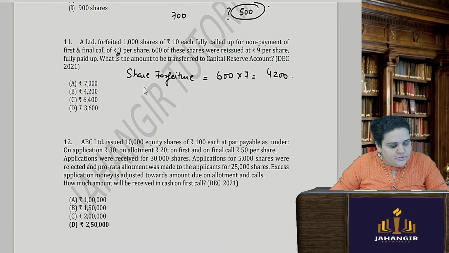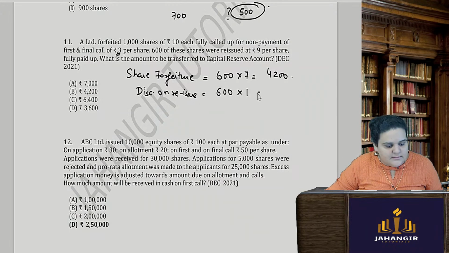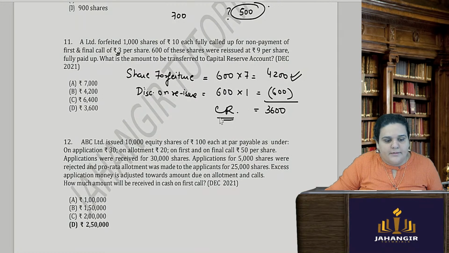There is a loss on reissue, a discount on reissue. How much is the discount on reissue? For 600 shares, I am giving them at rupees 9 per share. That means 1 rupee is the discount. From the share forfeiture 4200, I have just used 600 rupees. So now the balance is 3600. I'll transfer that to capital reserve. Answer is 3600.